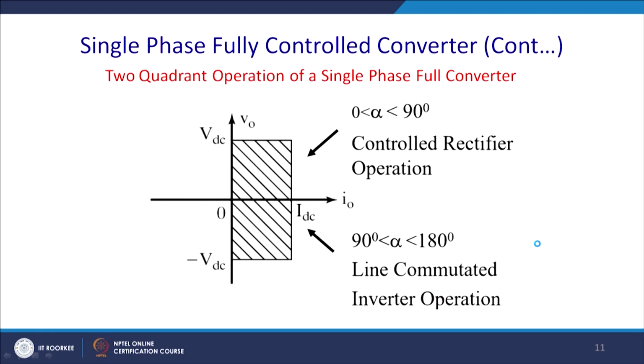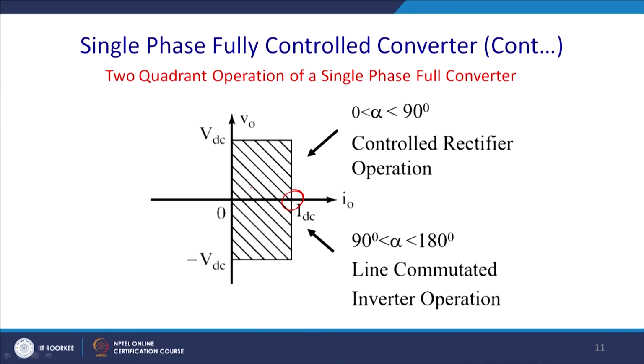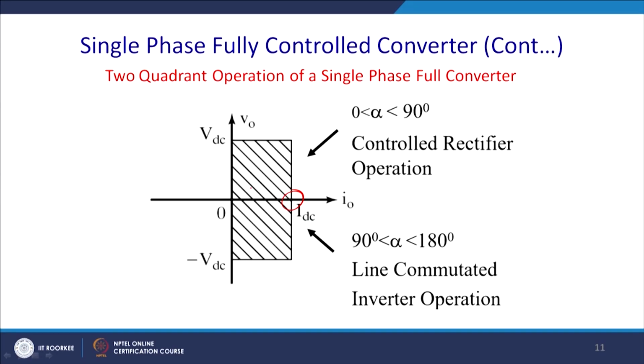Now, here this is a 2 quadrant operation. While discussing switches, we have described the quadrant operation. Here the current is unidirectional. So, the current is always positive in the load, but the voltage can be negative and positive depending on the triggering angle. So, if alpha is more than 90 degree in this case, then it will be an inversion operation, and if alpha is less than 90 degree, you get a controlled rectifier operation.